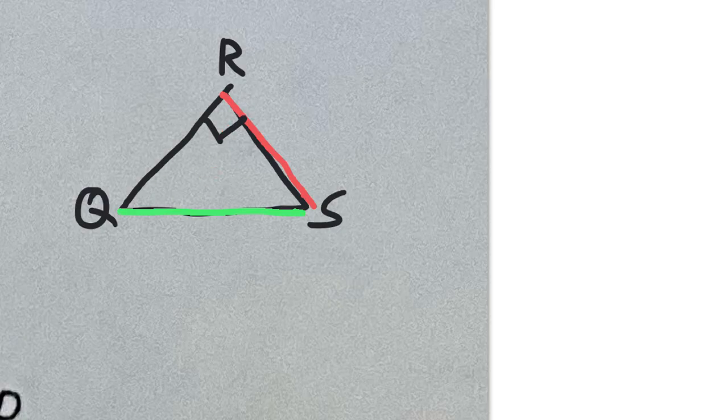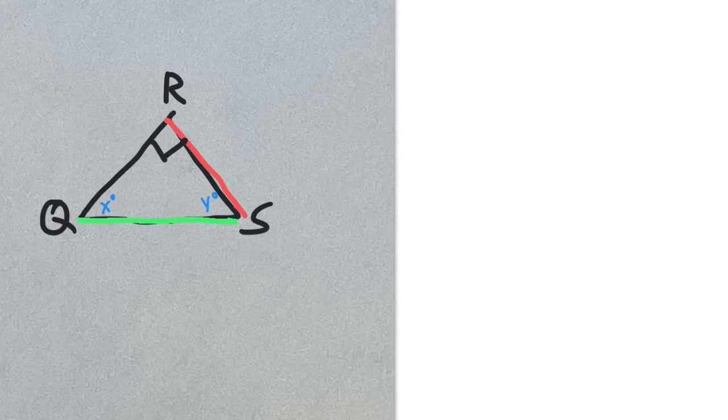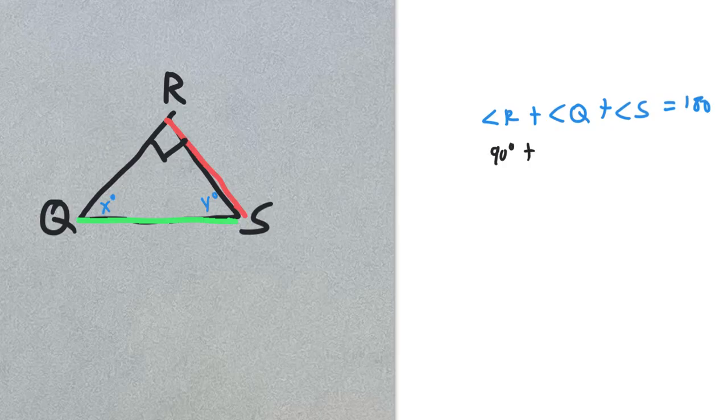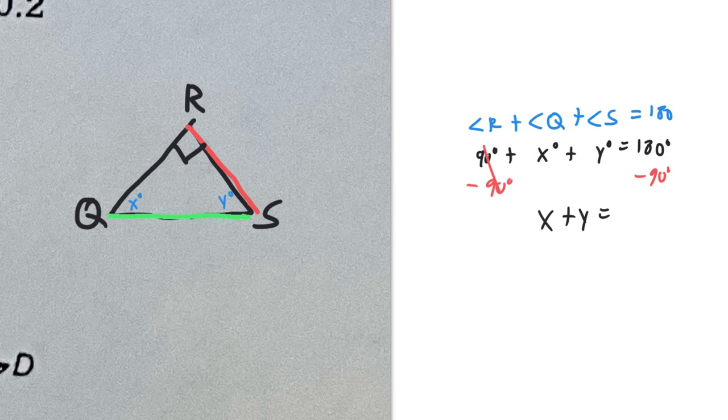Because think of it. Let's call this angle measure X degrees. We'll call this angle measure Y degrees. Hopefully, we acknowledge that angle R plus angle Q plus angle S equals 180. Well, angle R, we already know what it is. It's 90 degrees. Angle Q, we're calling X, and angle S, we're calling Y. Okay. So for my student watching, hopefully she could recognize that we could indeed subtract 90 from both sides. Then you would have X plus Y equals 90.